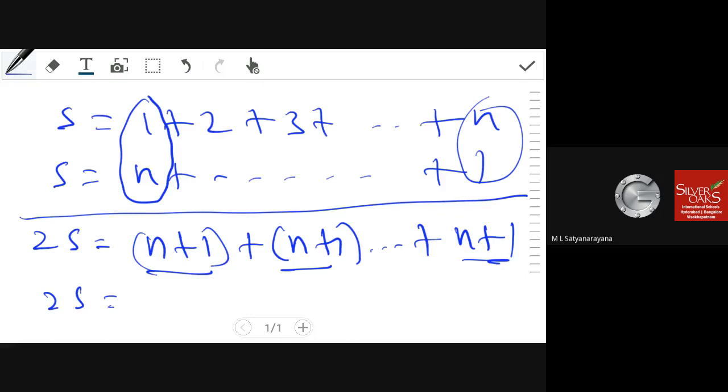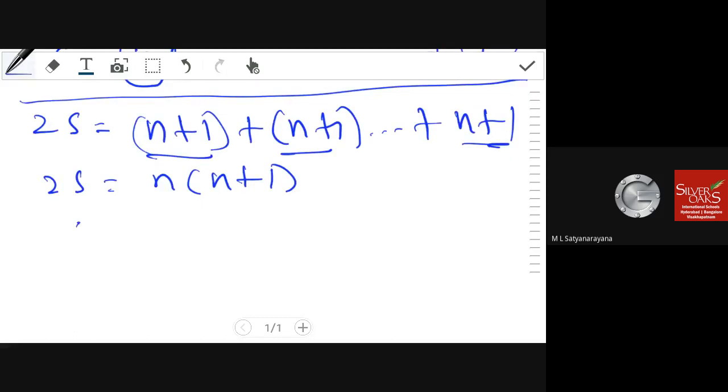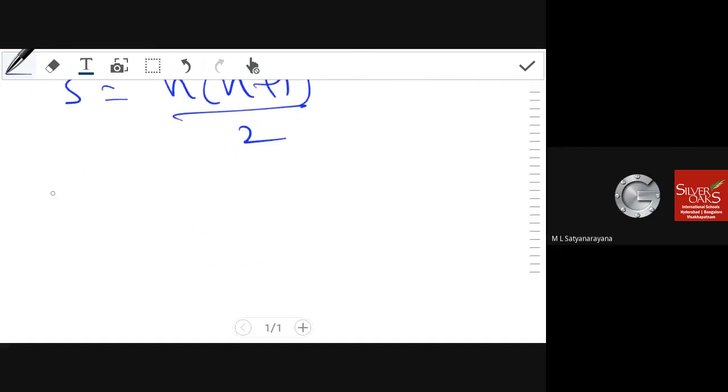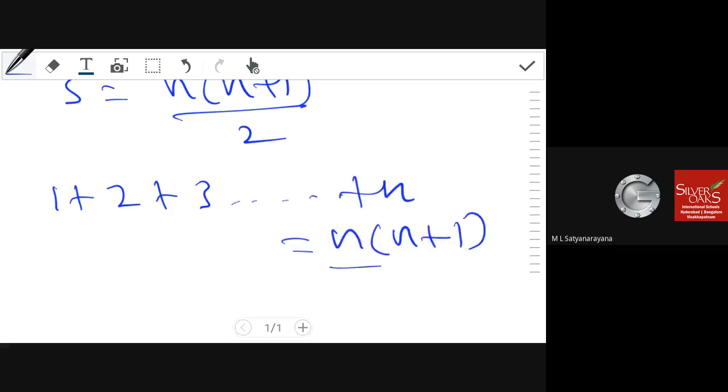How many n plus 1s do we have? We have n terms, because we have up to n terms. So there will be n times n plus 1. So s is equal to n into n plus 1 by 2. It means that 1 plus 2 plus 3 so on up to n is n into n plus 1 by 2.